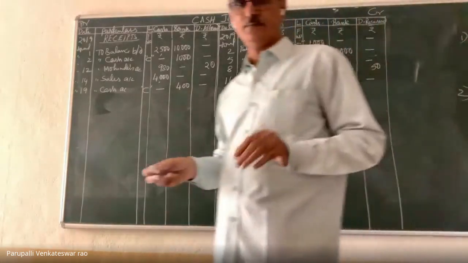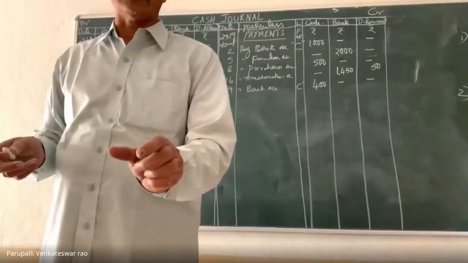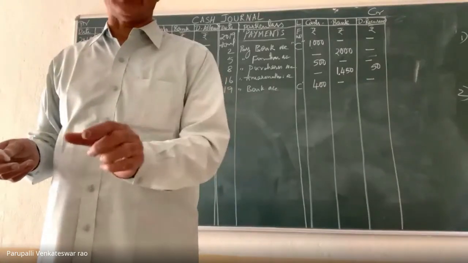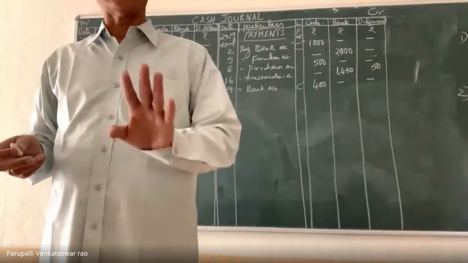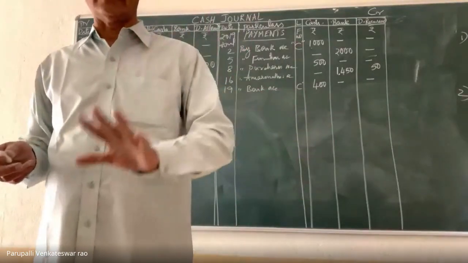That is called contra. This question comes in the exam for 4 marks. What is contra entry? A transaction that appears on both the sides of cash book is known as contra entry. It appears on the debit side as well as on the credit side.